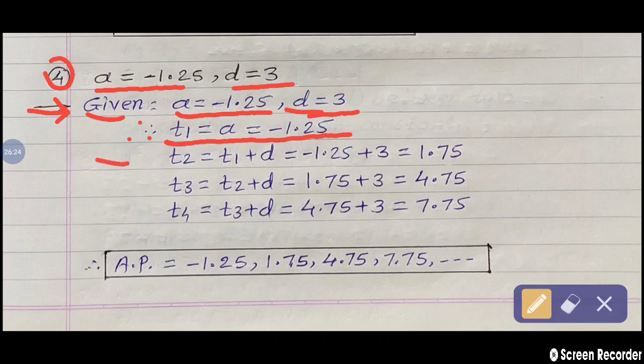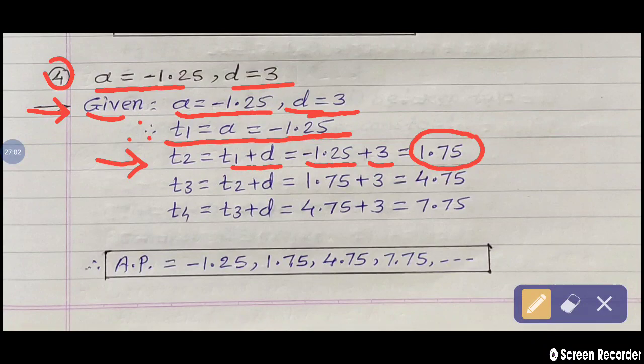So how to find out the second term? We add the common difference to the first term. We find out T2, that is the second term. So which is the previous term? The first term. So T1 plus D. Value of T1 is minus 1.25 plus common difference D, plus 3. So minus 1.25 plus 3 means 3 minus 1.25. We are doing the subtraction. We are getting the second term, that is 1.75.